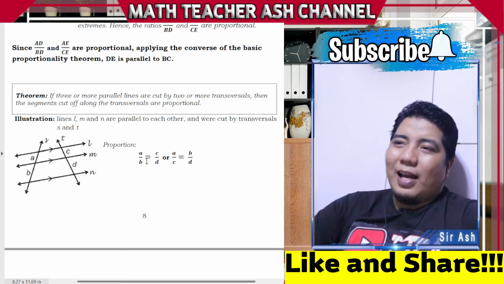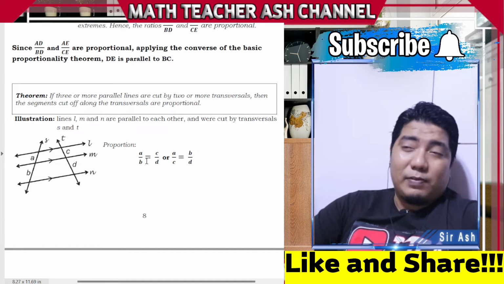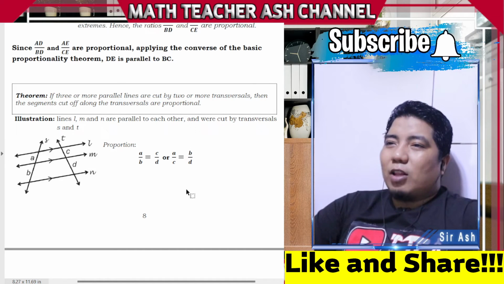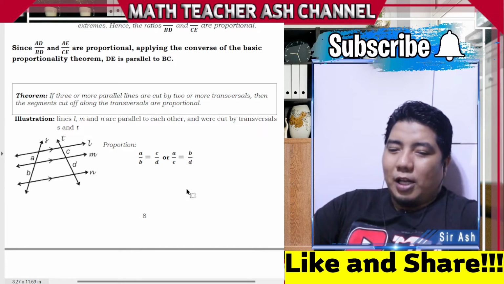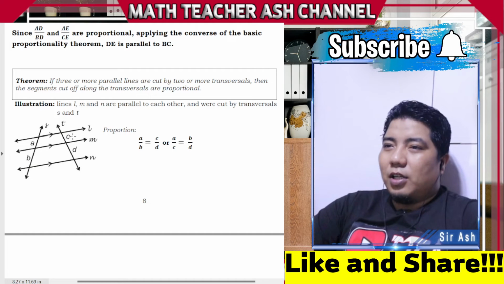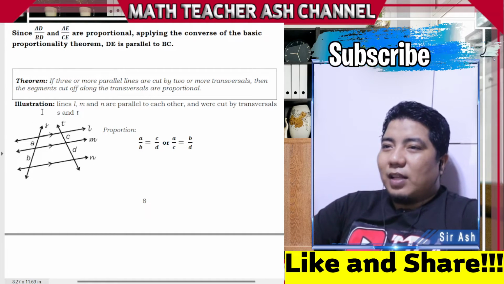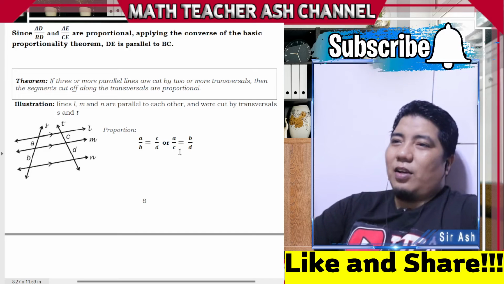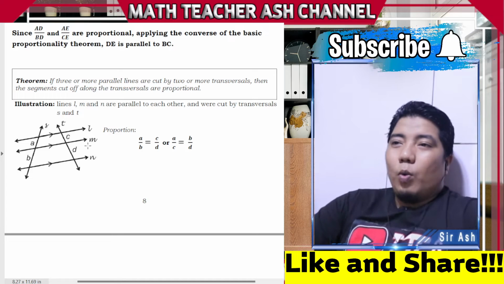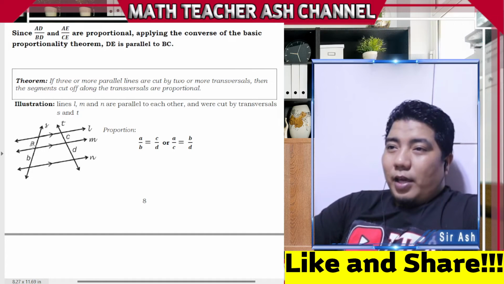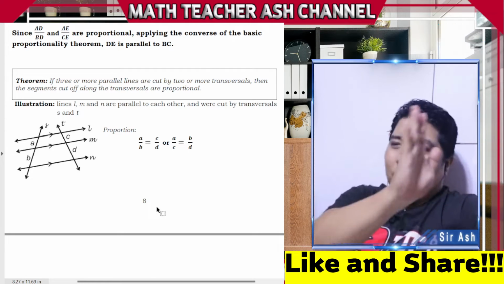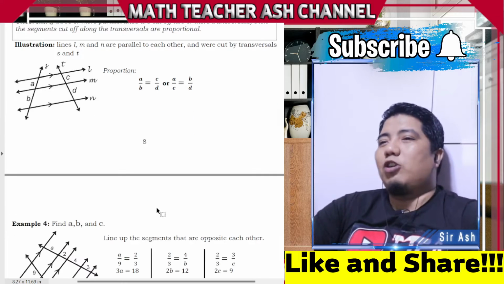Okay. Now, we have here another theorem. If 3 or more parallel lines are cut by 2 or more transversals, talking about transversal, we have already discussed that in our grade 7 discussion, then the segments cut off along the transversals are proportional. So, we have here 3 lines that are parallel with each other, line L, M, and N. We have the transversals, line S and line T. By proportion, we have A over B is equal to C over D, or we could pair them A over C and then B over D. So, pwedeng by pair pa ganon. I hope klaro yun sa inyo, my dear math learners.